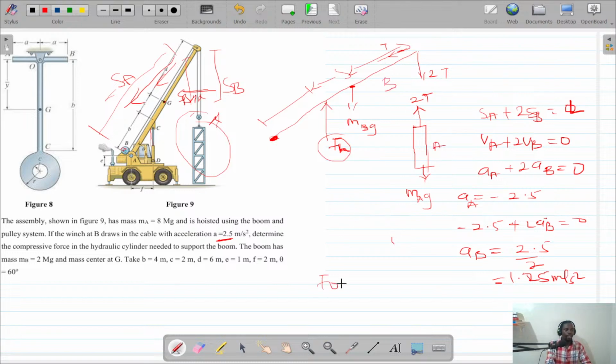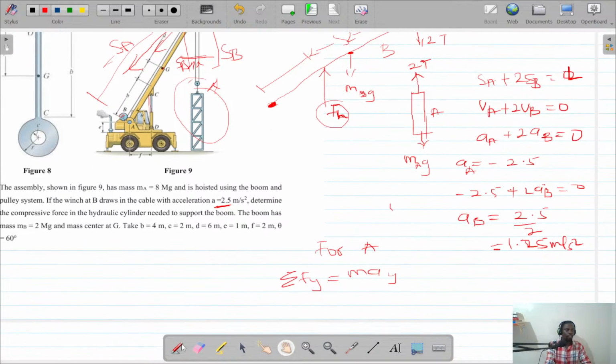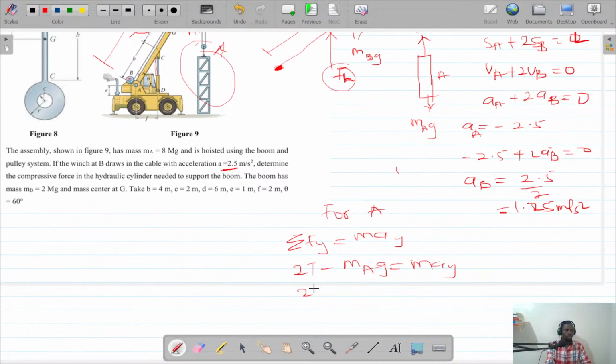So for A, the sum of forces in the y direction should be equal to mass times acceleration in the y direction, and the forces we have are 2T minus MAG, and that should be equal to what? MAa. So 2T is equal to MA, acceleration of the mass of the A part, so MAg plus MAa.